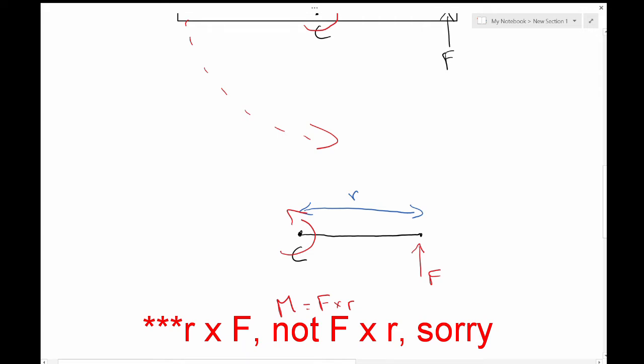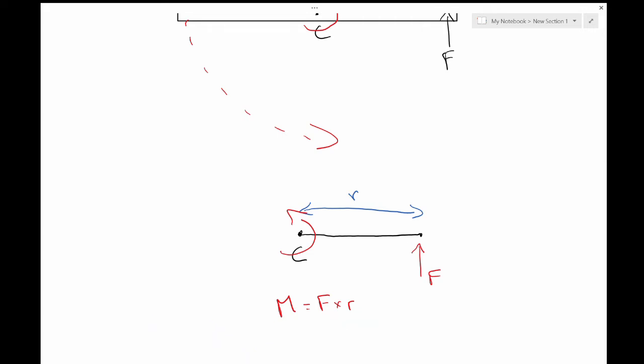in mind is that it's actually the normal component of F to our line that's going to contribute to the moment. And so if we had a force coming in here from the side, we would need to remember to just take the normal component.